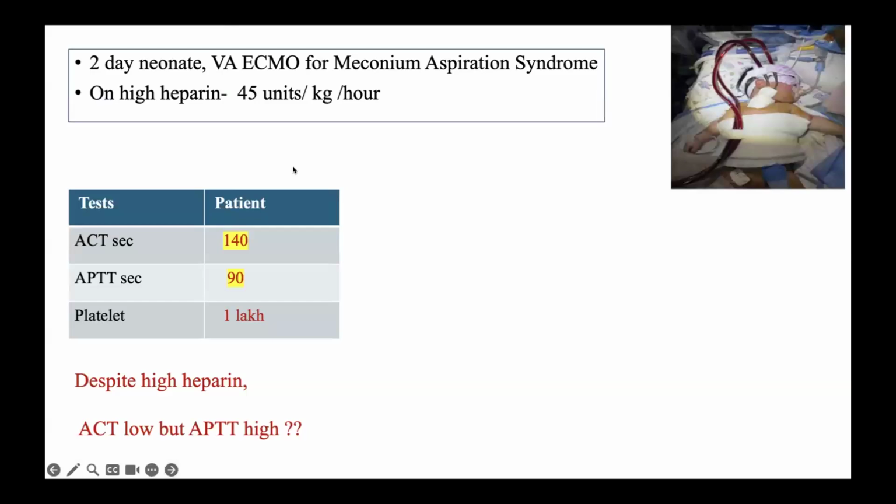I'm a pediatric intensivist, so I'm just going to be illustrating with pediatric cases. So this was a patient. Remember, neonates and infants are very different from adults. This is a neonate with meconium aspiration on very high heparin, 45 units per kg per hour, but the ACT is not very prolonged, though the APTT is much more in the higher range. Platelets are normal. So despite high heparin, the ACT is low and the APTT is high.